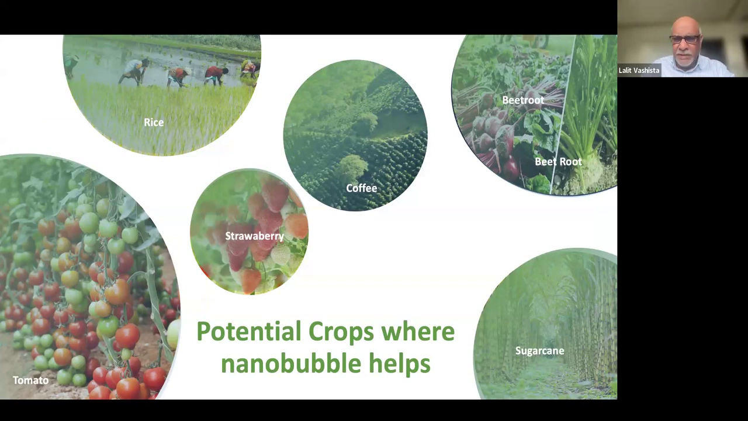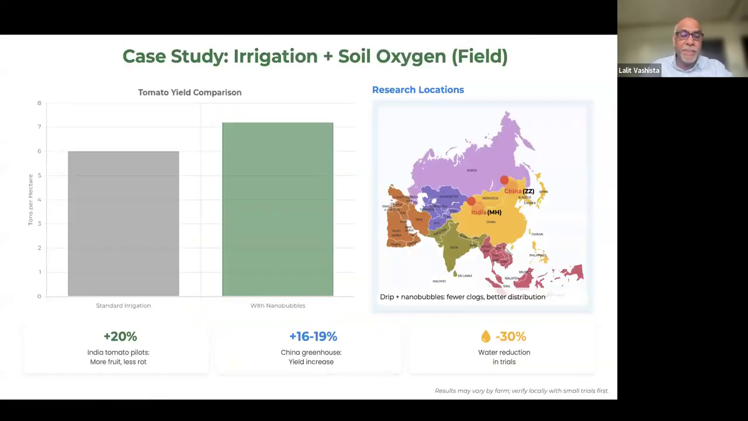So I don't know whether we have any slides for that in this presentation, because we are focusing more on agriculture here. So these are the plants you can see where it has been used, and they have shown good results. In India, tomato pilots, more fruit, less rot. You can see a 20% increase in the yield per hectare. And in China, you can see 16 to 19% yield increase in a greenhouse. 30% water reduction in trials has been noticed.